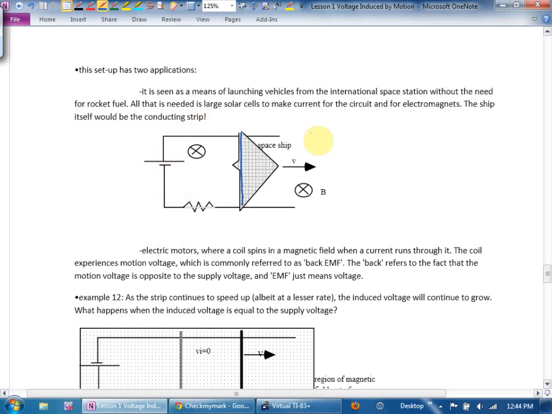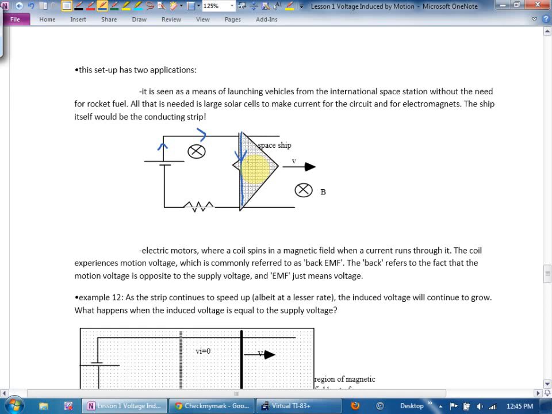You have a big solenoid creating a magnetic field, in this case, into the page. And then you run a current through this whole system from your solar cells. So the current would go this way, the space shuttle itself acts like the bar. So in the space shuttle, the current is going down the page. Point your thumbs down the page. Which way is the magnetic field?